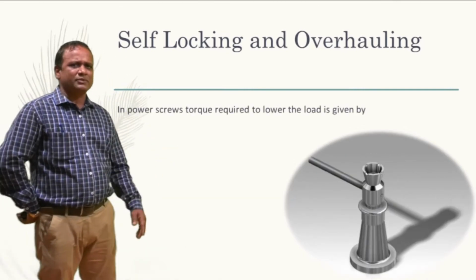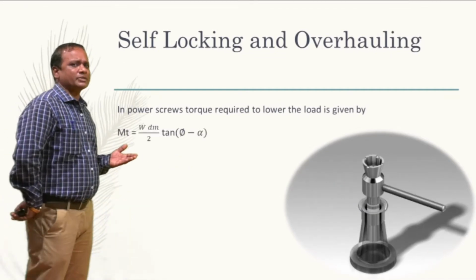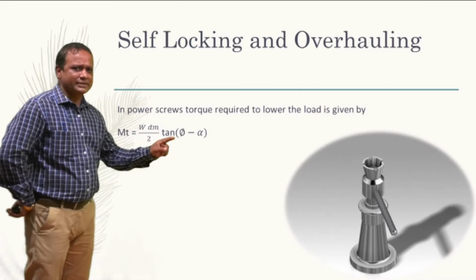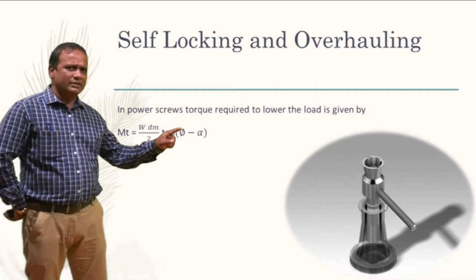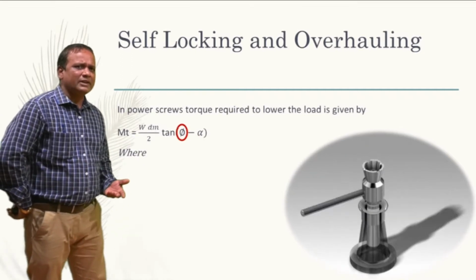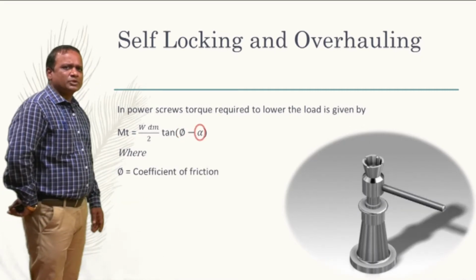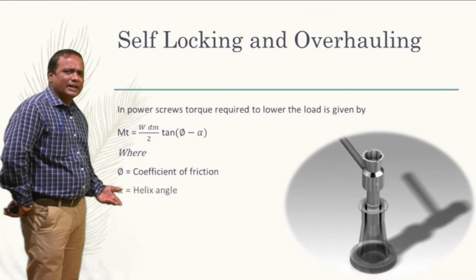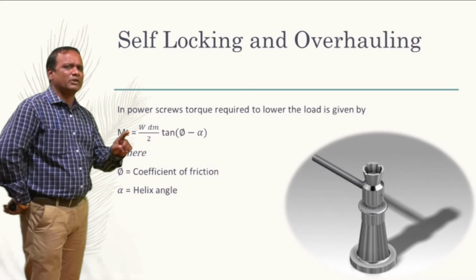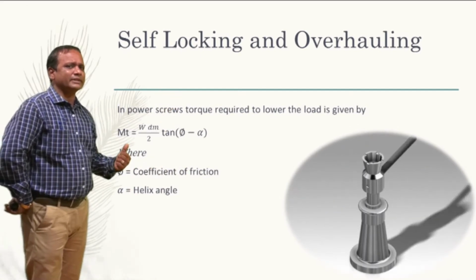In power screws, the torque required to lower the load is given by this equation: Mt is equal to W dm divided by 2 into tan (phi minus alpha). These two parameters are quite important here. One is phi, another one is alpha. Phi always relates to the coefficient of friction, and alpha is the helix angle. Keep in mind that in order to lower the screw jack, the torque required is this.